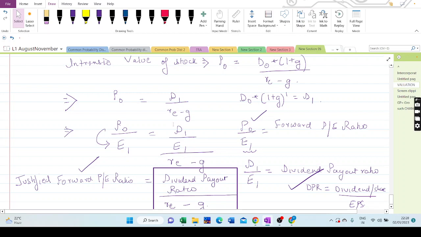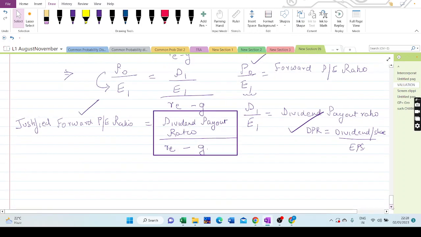So this is your expected dividend payout ratio. You are dividing the dividends that you will pay in 1 year by the estimated earnings in 1 year. Okay. So we are not doing D0 by E1, right? We are not doing this.